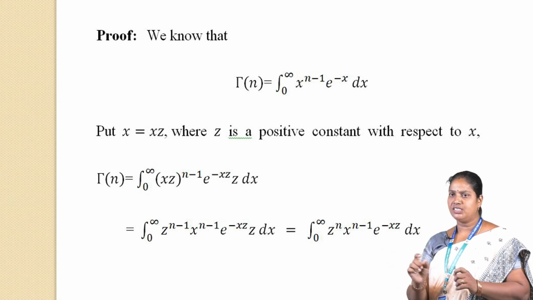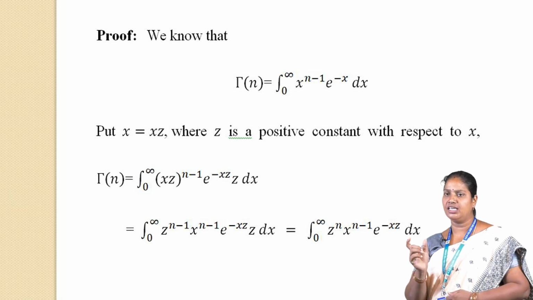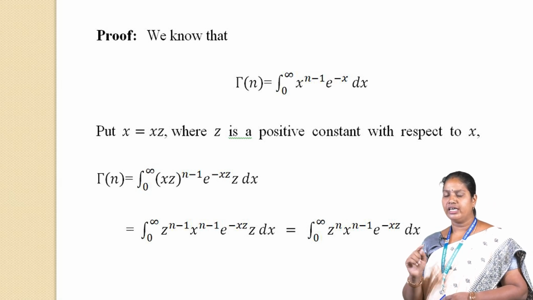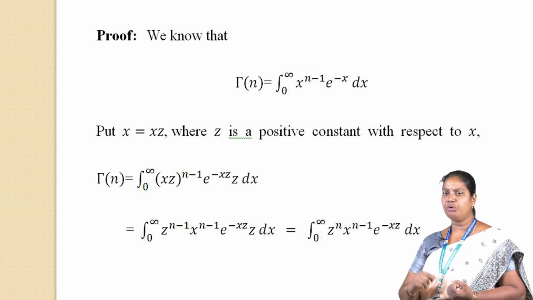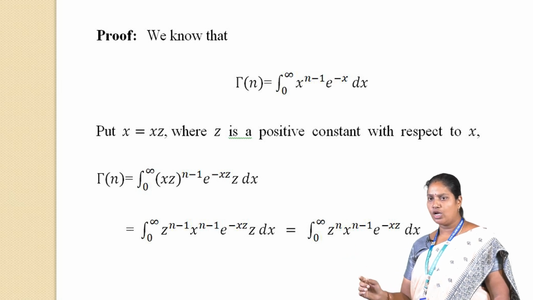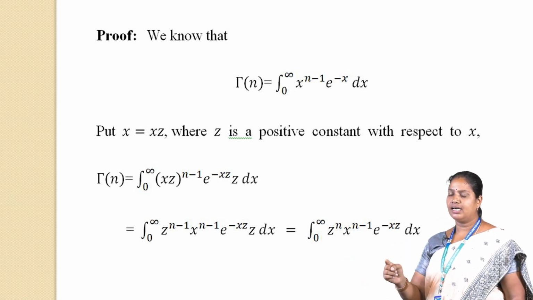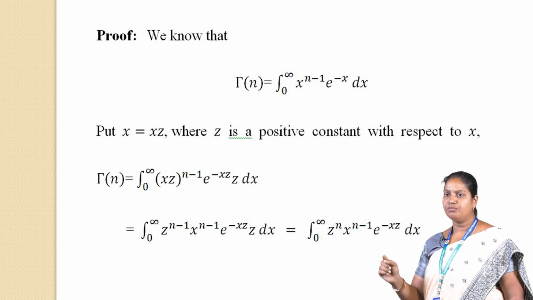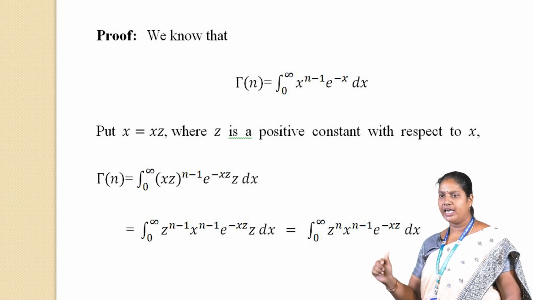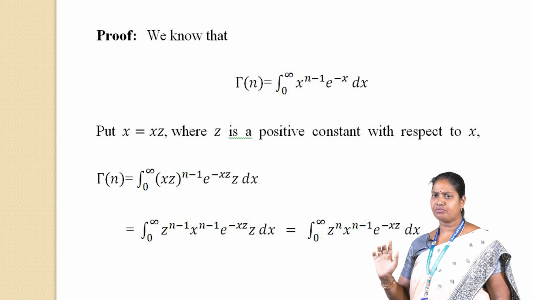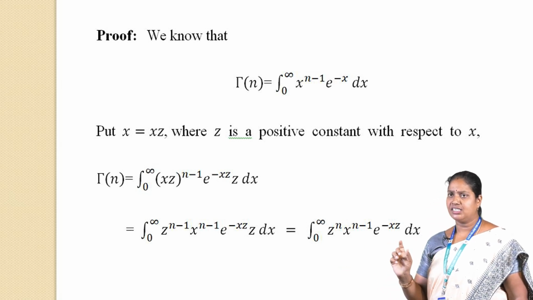Now we will explicitly expand this expression in the integral, that is, the integral in the gamma of n expression. Then xz to the power n minus 1 can be written as z power n minus 1 into x power n minus 1 into e power minus xz into z into dx. So now the z term occurs in two places: z power n minus 1 into 1 becomes z power n. The x term will be x power n minus 1, and the exponential term will be e power minus xz dx.